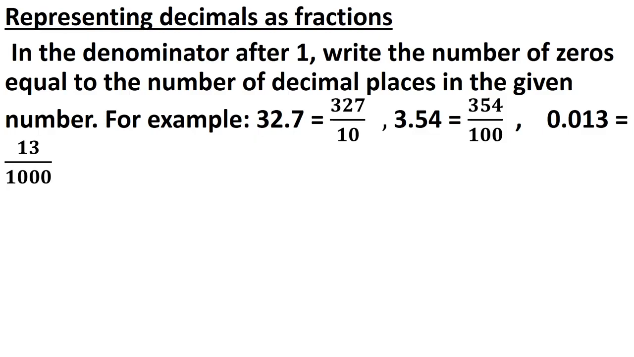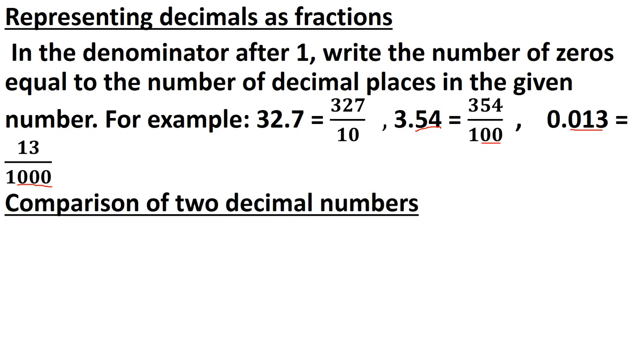3.54. Now again remove the decimal. After the decimal here are two digits. So in the denominator we will write 1 with 2 zeros. It is 354 upon 100. 0.013. Now after the decimal here are 3 digits. So in the denominator with 1 we will write 3 zeros. It is 13 upon 1000. If you write it as 013 upon 1000, that is also correct.